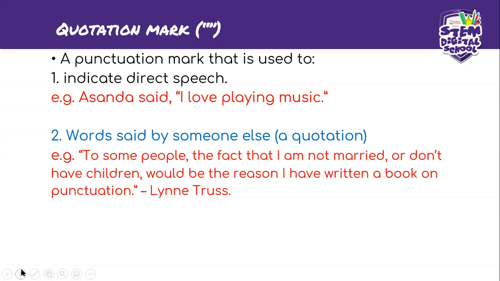So a quotation mark is a punctuation mark that is used, number one, to indicate direct speech. Here's an example: Asanda said, "I love playing music." So you realize that "I love playing music" is direct speech. These are the words that Asanda said.